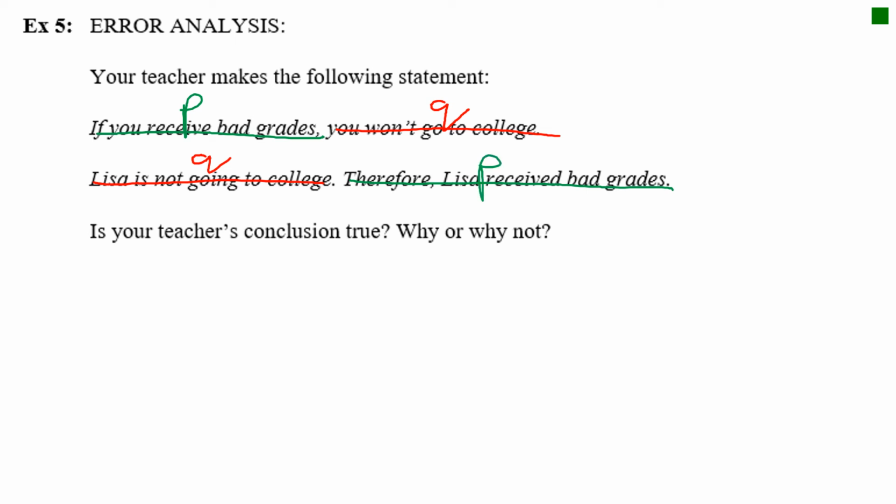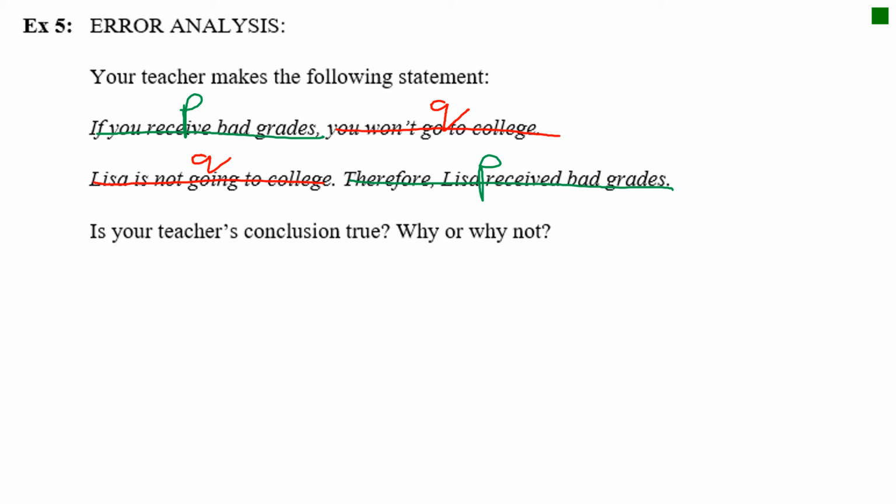For this one, I think of the real obvious one. So if you live in Cicero, then you live in Illinois. 100% true. However, if I turn it around, if you live in Illinois, then you must live in Cicero, is no longer true. Same thing here. If you receive bad grades, then you won't go to college. We'll accept that one as true.